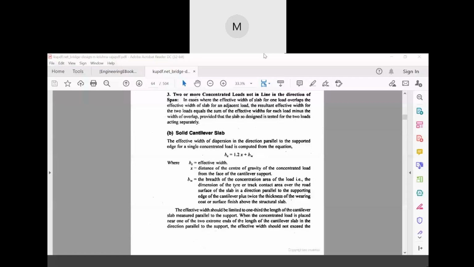Now, if you can see here, this is for the solid cantilever slab.